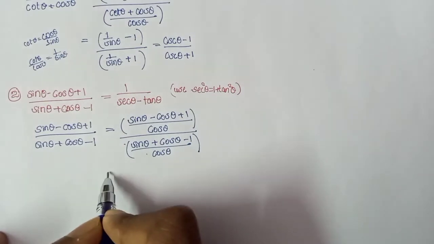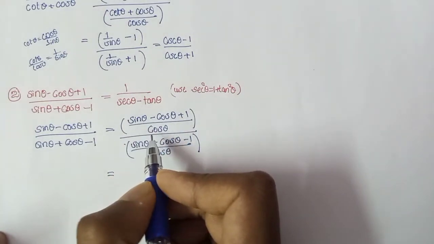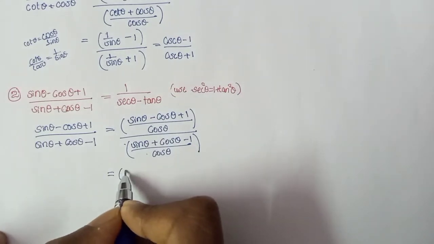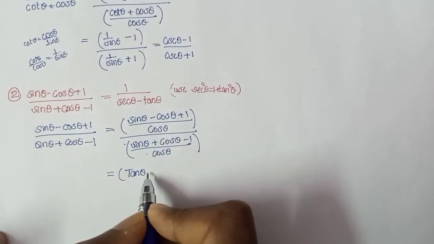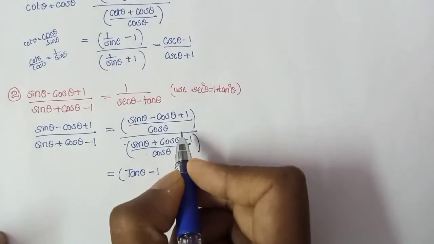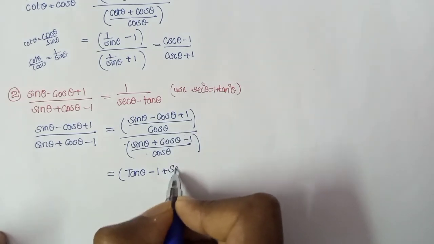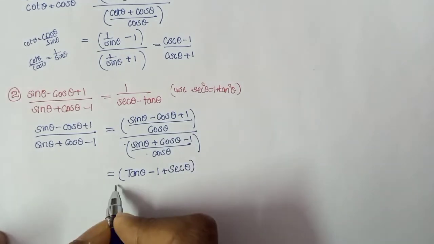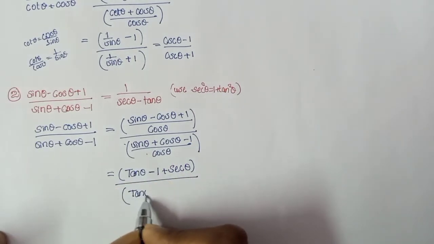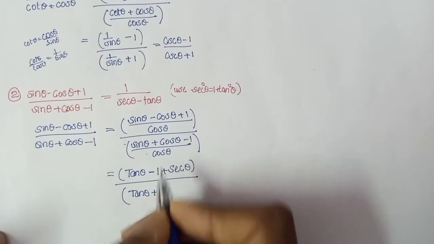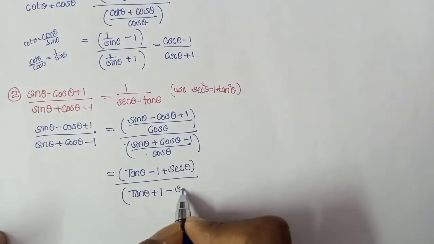Okay. Here, if you observe, sin theta by cos theta is what? Tan theta. Here cos theta by cos theta is what? 1, so minus 1. Here 1 by cos theta is sec theta, so plus sec theta. This you get. And divided by, here sin theta by cos theta is tan theta, plus cos theta by cos theta is 1, minus 1 by cos theta is sec theta.